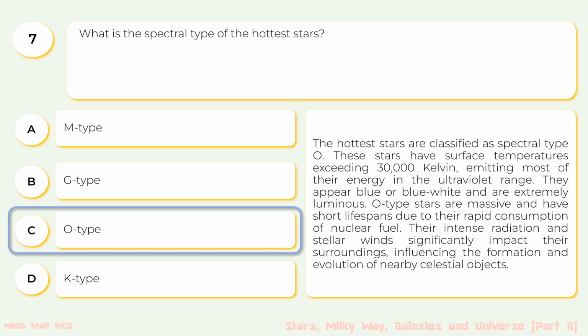They appear blue or blue-white and are extremely luminous. O-type stars are massive and have short lifespans due to their rapid consumption of nuclear fuel. Their intense radiation and the stellar winds significantly impact their surroundings, influencing the formation and evolution of nearby celestial objects.